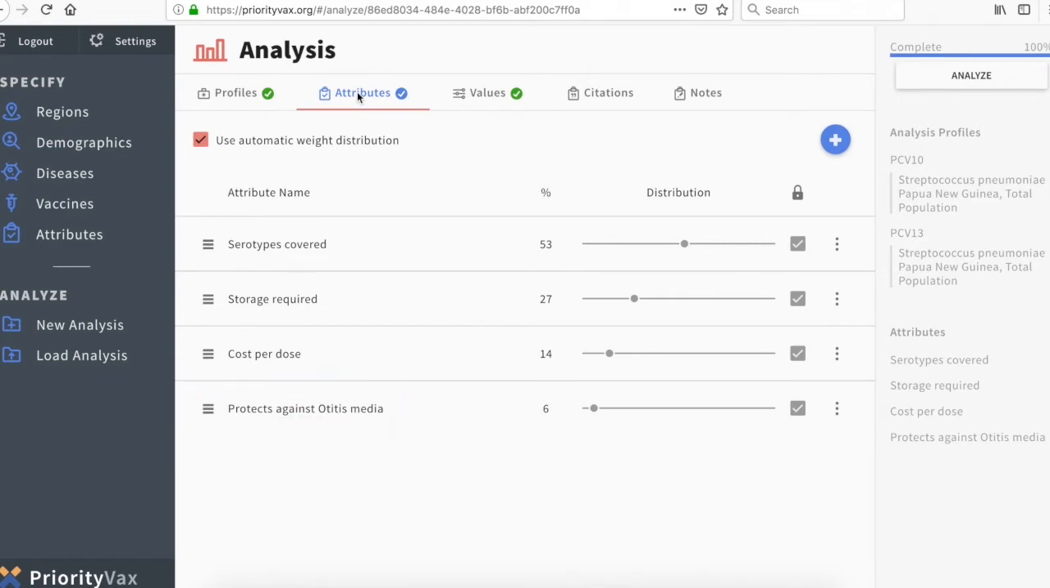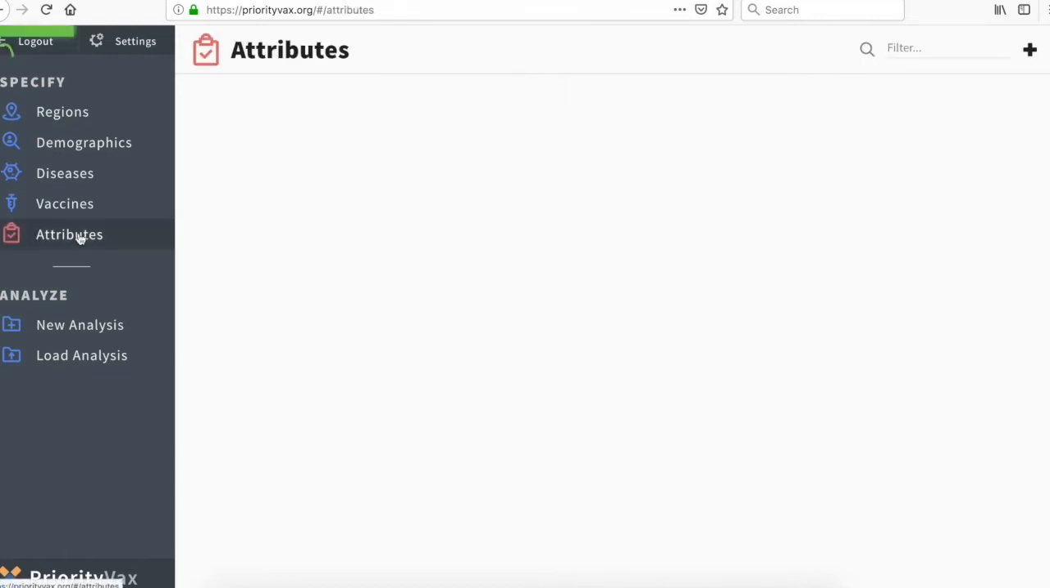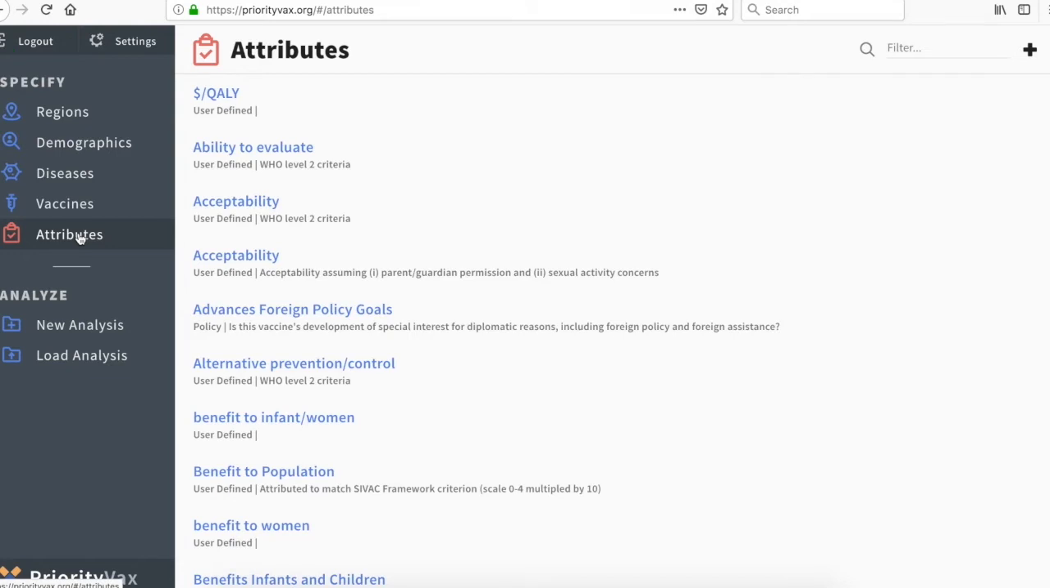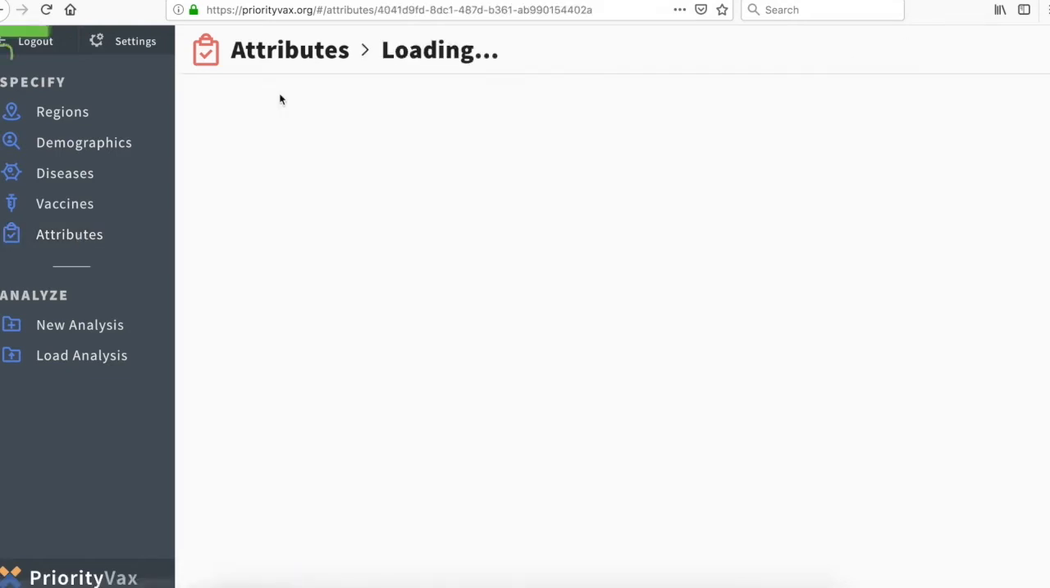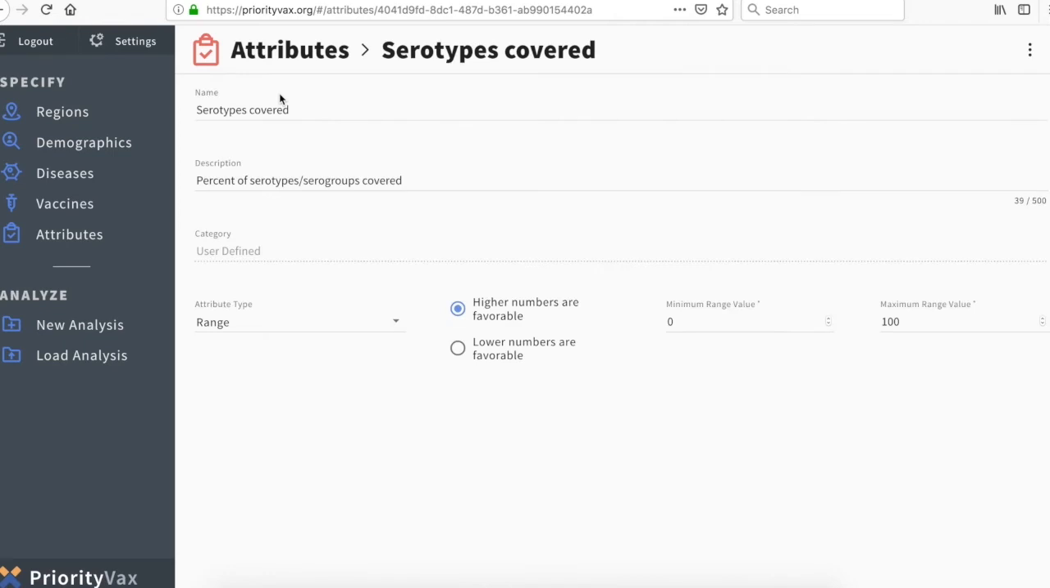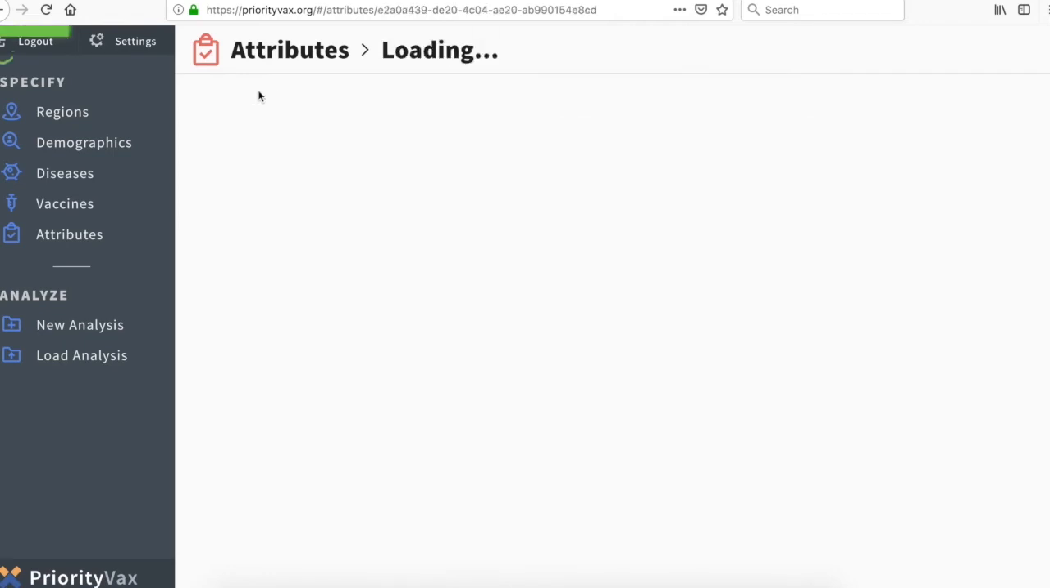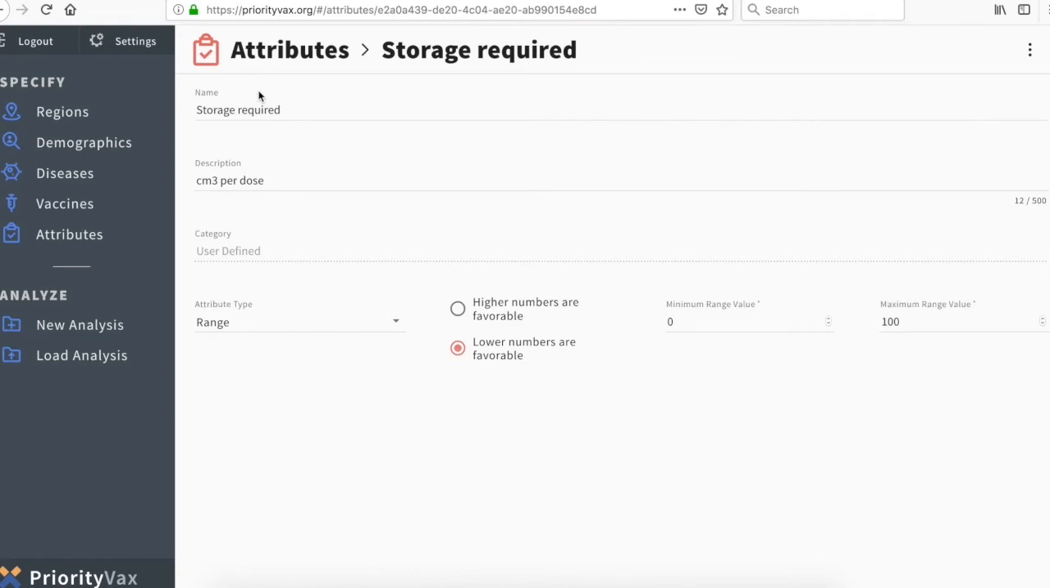I first want to show you the type of evidence that might be used to illustrate how different attributes might be included. These 4 attributes are defined quite differently. The serotypes covered is the percentage of serotypes that are known or suspected to circulate that are covered by the vaccine. It ranges from 0, bad, to 100, good. The storage requirement is the volume in cubic centimetres for each vaccine. In this case, lower numbers are preferable.